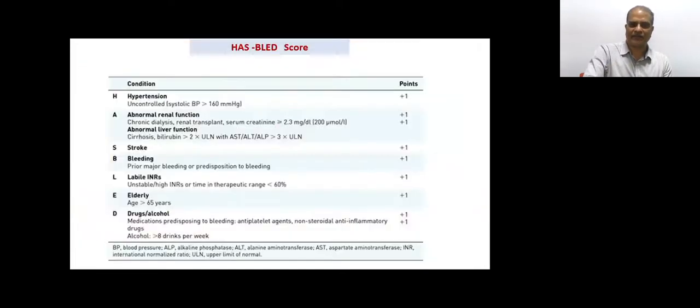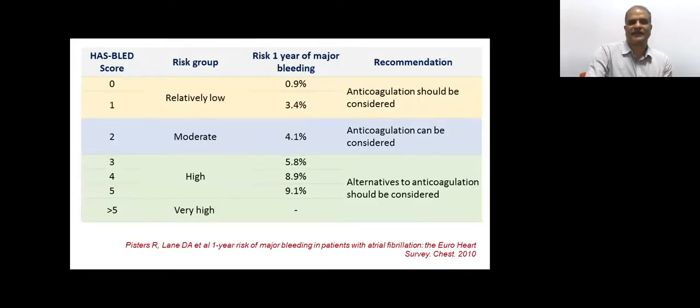And here also, you have to look closely at this score. Because the score has the mnemonic BLED: hypertension, abnormal renal or liver function, S stands for stroke, previous stroke or TIA, previous bleeding, and labile INR. This is one important thing, where your INR is fluctuating widely if you're using acenocoumarol, and age and medications. That is, the patient is concomitantly taking antiplatelets or NSAIDs or drinking more than 8 alcoholic drinks per week. So this is the HAS-BLED score. And anybody with a score of 3 or more than 3 is at a high risk of bleeding.